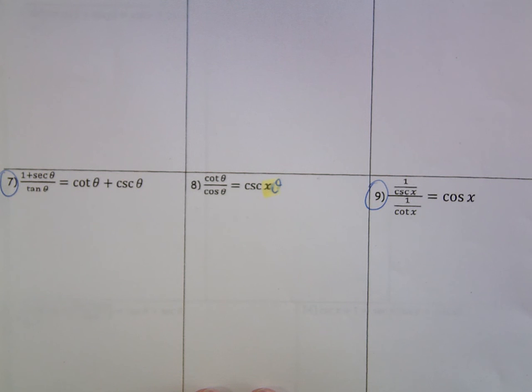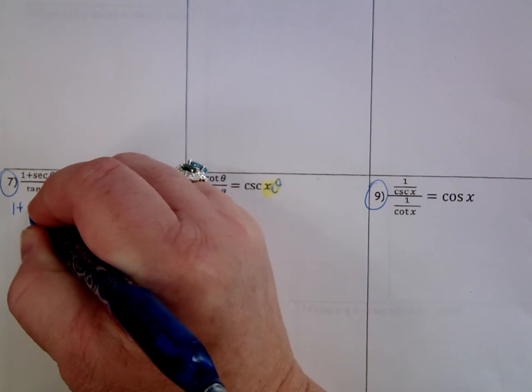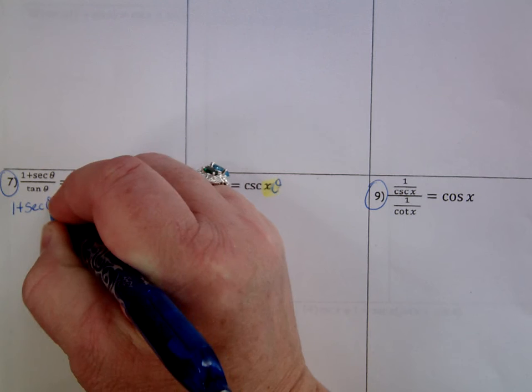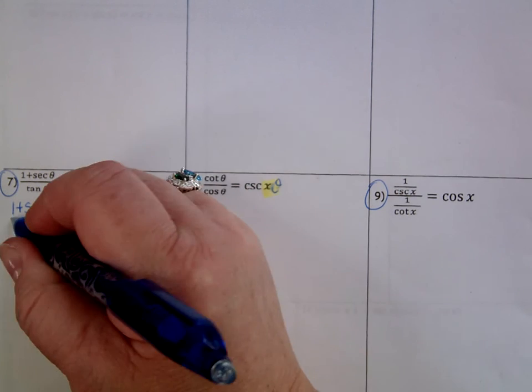So I can choose to work on the left, I can choose to work on the right. I think right now what I want to do is see what the right hand side does. So I'm going to leave the left as 1 plus the secant, we're in thetas now, over tangent of theta.